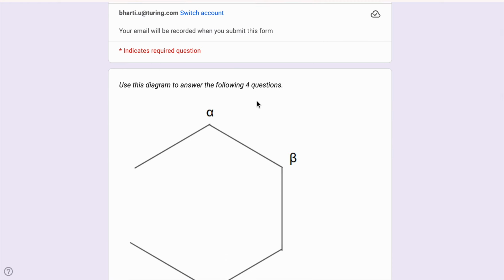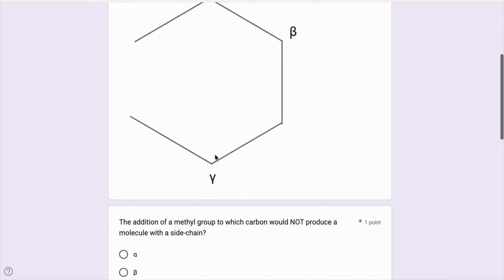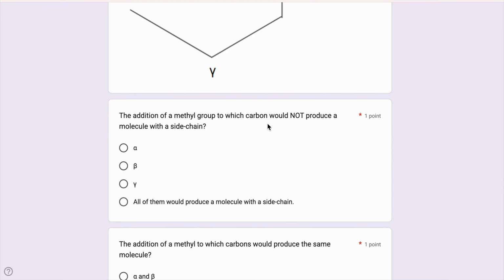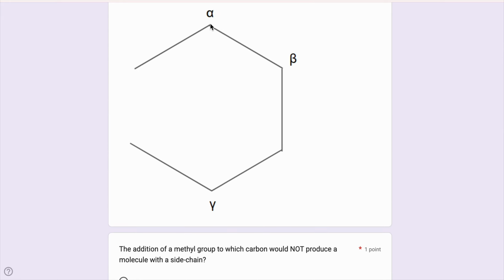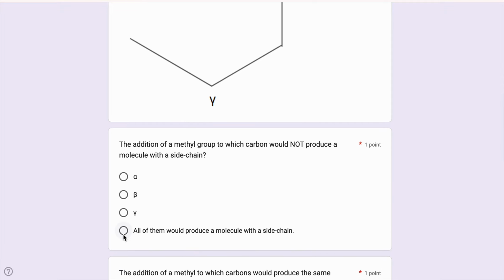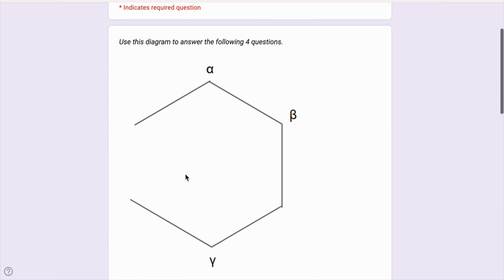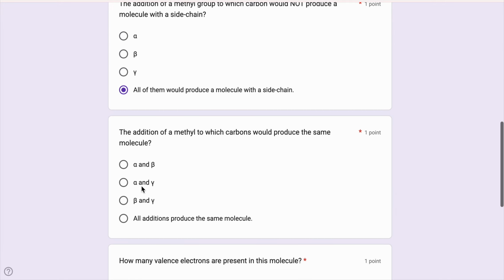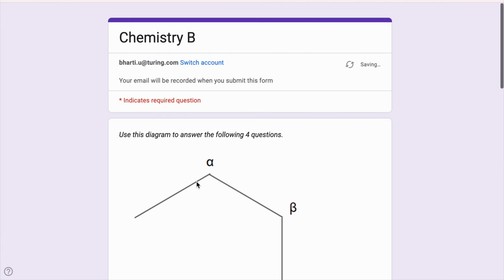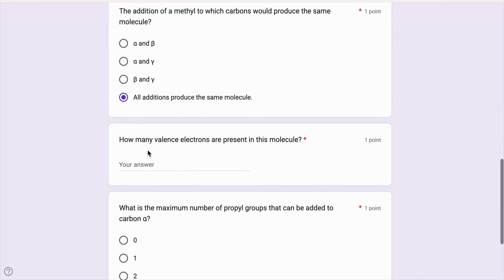Use this diagram to answer the following 4 questions. The addition of a methyl group to which carbon would not produce a molecule with a side chain? All of them would produce a molecule with a side chain. The addition of a methyl to which carbons would produce the same molecule? Alpha and gamma. Or all of the molecules will produce same molecule.